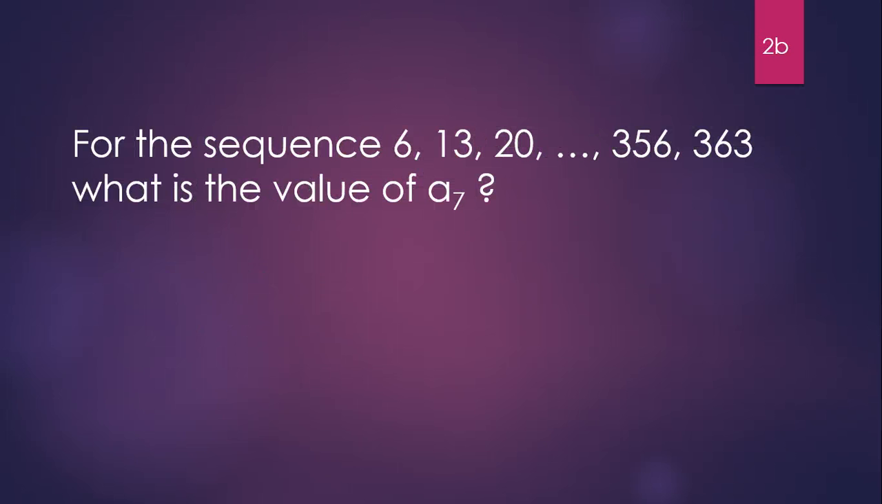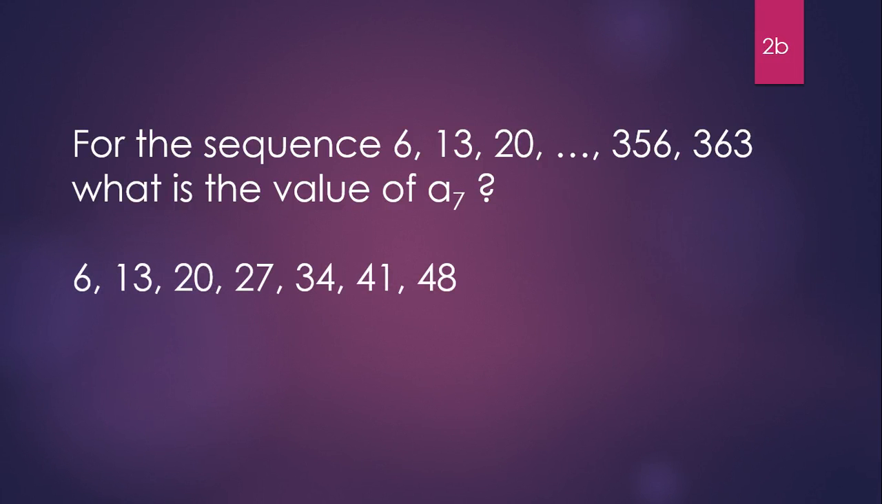For that same sequence, what's the value of a sub 7? The common difference is 7, so the easiest way to find a sub 7 is to just keep adding 7 to the terms until we reach the 7th term, which is 48. You could also use that nth term formula that you just found.